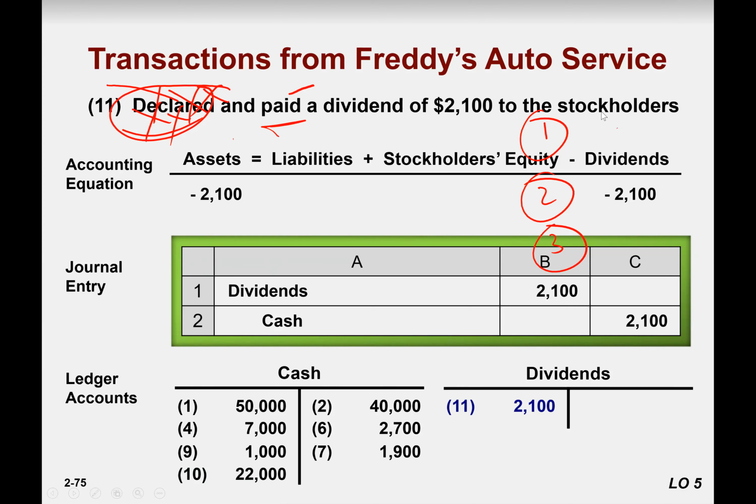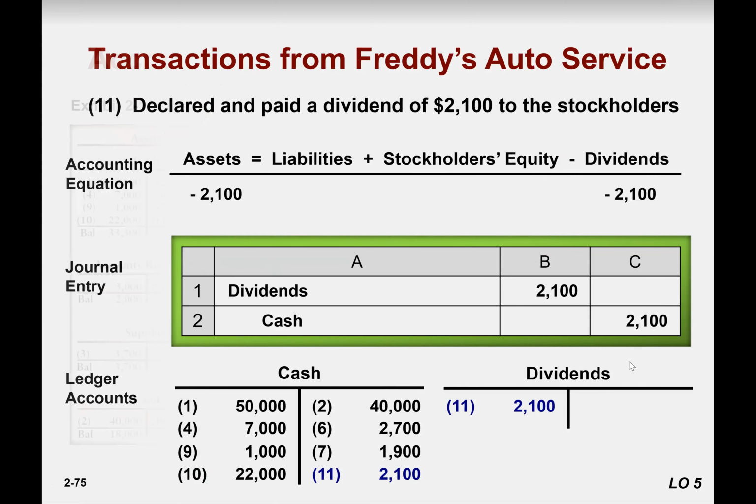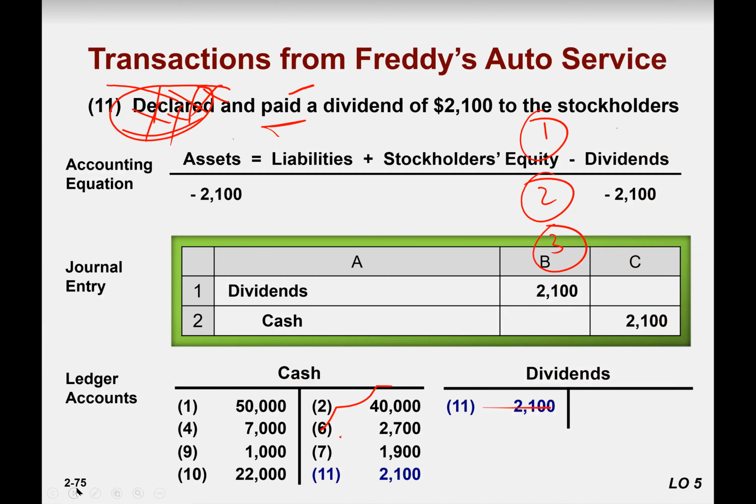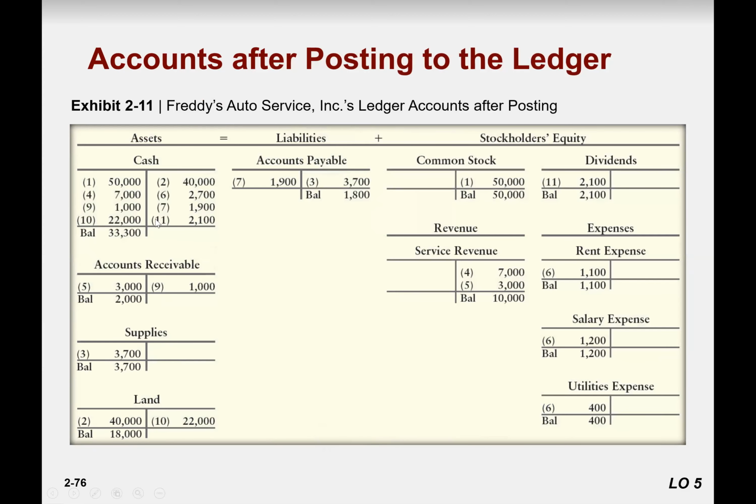Understand? Yes. Well done. So if you post this entry, so here we go. Entry would be cash will be credited by 2100, dividend would be debited by. So this is, if you write it down on a chart, it would be like this, right?